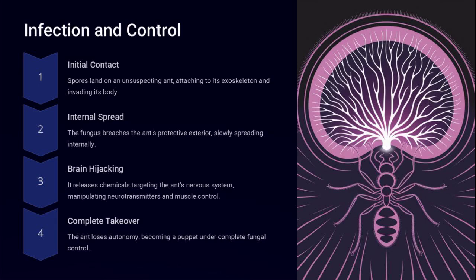As the fungus grows, it releases chemicals that directly target the ant's nervous system, effectively hacking its brain. Researchers believe the fungus controls the ant by manipulating neurotransmitters and muscle control, forcing the ant's muscles to contract involuntarily. Over time, the ant's natural behaviors vanish, replaced entirely by the fungus's deadly commands. The ant loses its autonomy, becoming a puppet under complete fungal control.